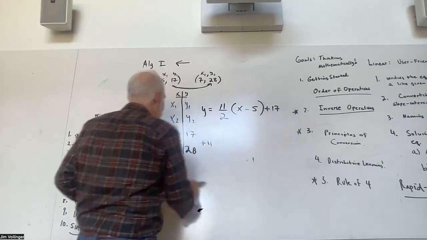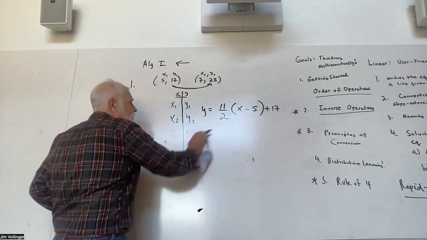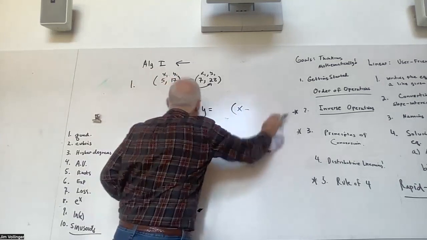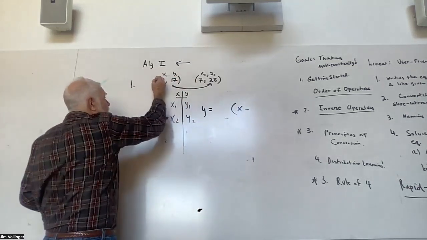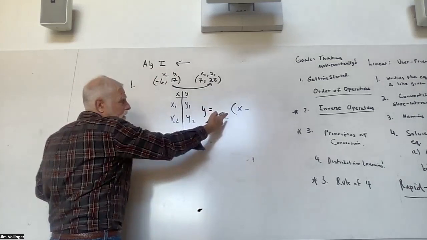All right, now we're going to practice that first step, and that's all we're going to do. I'm going to give you a new number. Instead of 5, I'm going to write minus 6. So what do you write over here?